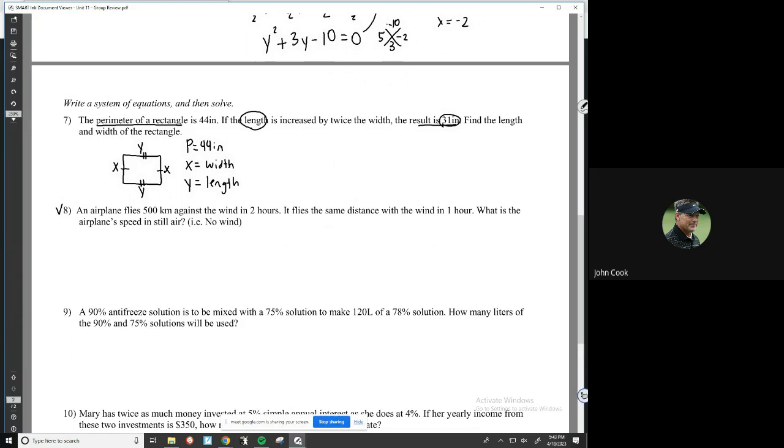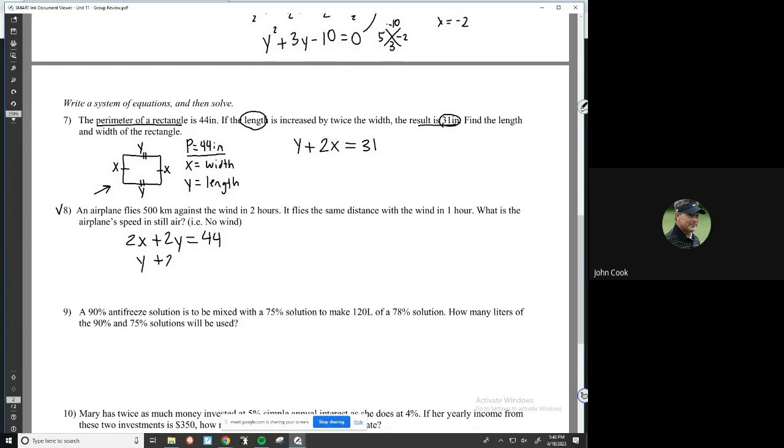So it just says that if the length is increased, so if y is increased by 2 times the width, so 2 times x, then the result is 31 inches. It's just setting up one equation for that. And then the other equation we get is from the perimeter. The perimeter is all the sides added up. So if we use 44 inches for all of the sides added up, we have 2 x's and 2 y's, and if we add them together, that gives us 44. And this is our system of equations that we can work with.